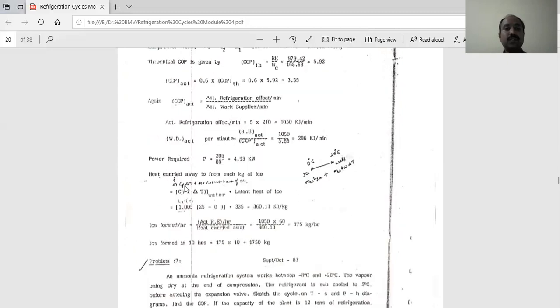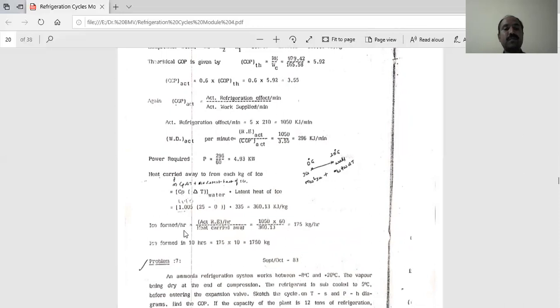Then how much heat will be removed from the system? We take each kg of ice and then multiply by the number of kg. Heat carried away to form each kg of ice is equal to m cp into delta t plus m into latent heat of ice. Taking unit mass, it is cp into delta t plus latent heat of ice. The cp value is 1.005, delta t is 25 degrees centigrade minus 0, plus 335 latent heat of ice, which gives 360.13 kilojoules per kg.